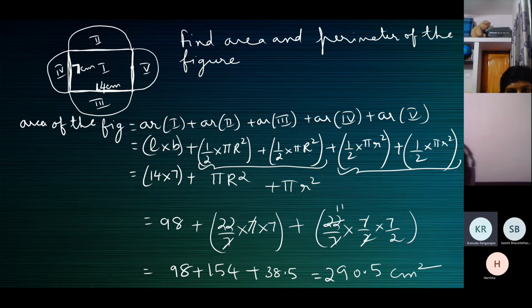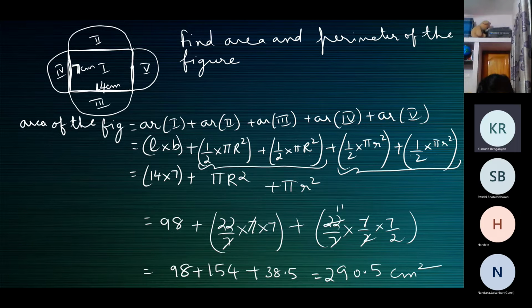Now, what is the diameter of semicircle 4? 7 centimeter, ma'am. What is the radius of semicircle 4? 3.5 centimeter, or 7 by 2 also, right? Yes, ma'am. Okay. Now, what is the diameter of semicircle 5? 7 centimeter. What is the radius? 3.5 centimeter. For semicircle 4 and semicircle 5, the radius is 3.5 centimeters, correct? Yes, ma'am. I've taken this value as small r.